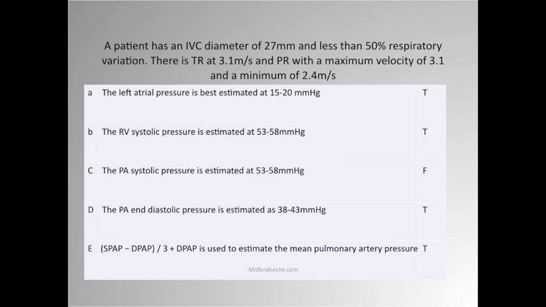So it's 2.4 squared times 4, which is 23, and then the right atrial pressure is between 15 and 20, so it's between 38 and 43. So that's true. And then the last one is the formula that's used to estimate the mean pulmonary artery pressure. So that's true.